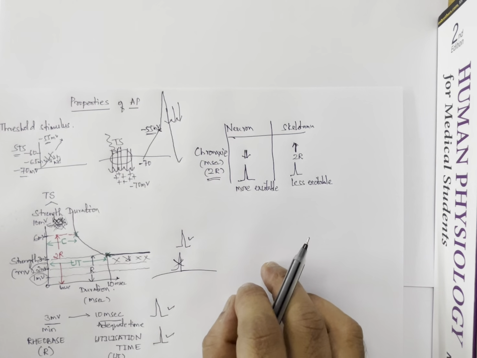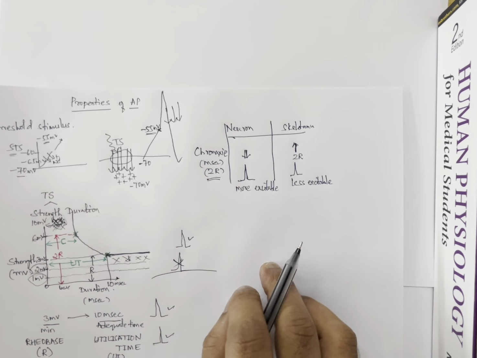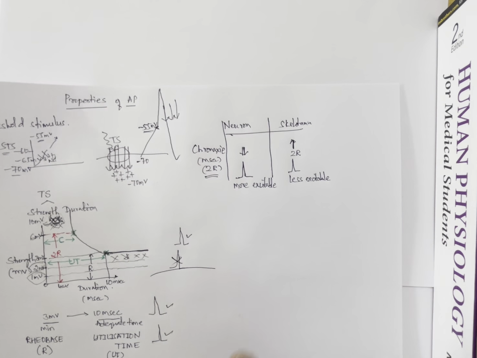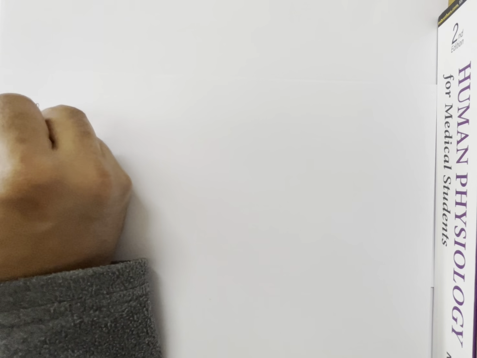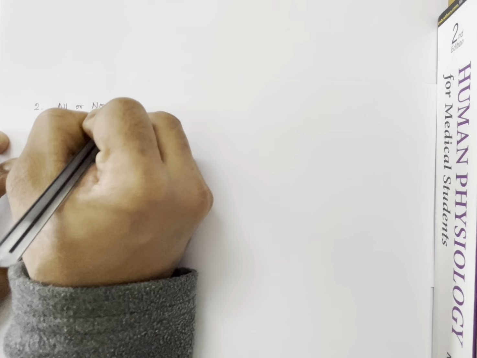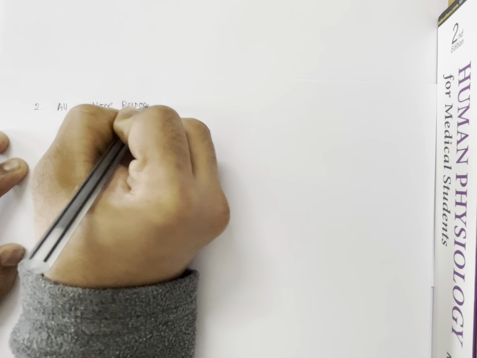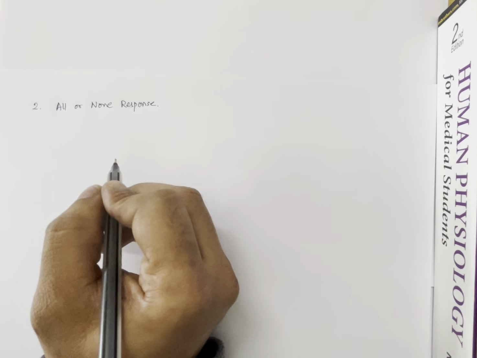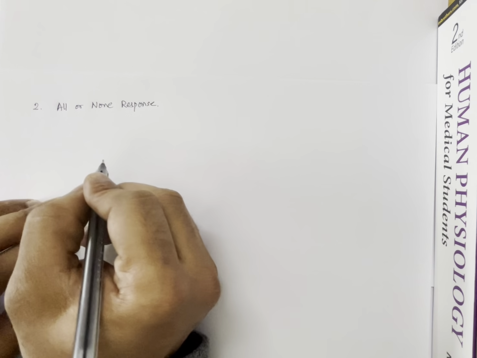So this is about the first property, that is threshold stimulus. Next we will move to the second property, that is the all or none response. The second property is the all or none response. The action potential obeys the all or none phenomenon. What does it mean?